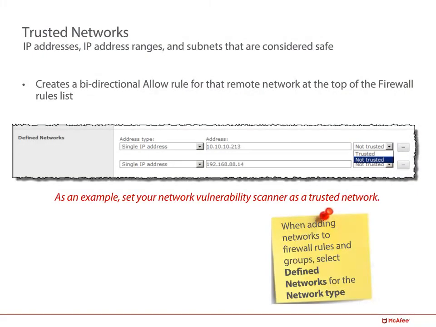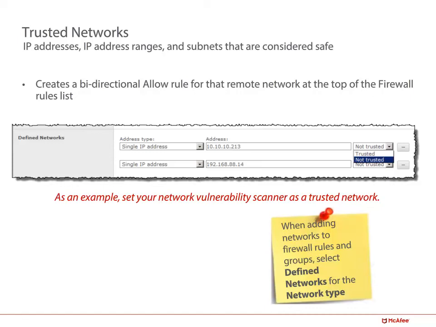Trusted networks are IP addresses, IP address ranges, and subnets that our organization considers safe. By defining a network as a trusted network, it creates a bidirectional allow rule for that remote network at the top of the firewall rules list. Once defined, I can create firewall rules that apply to these trusted networks. Trusted networks also function as exceptions to the McAfee GTI in the firewall.